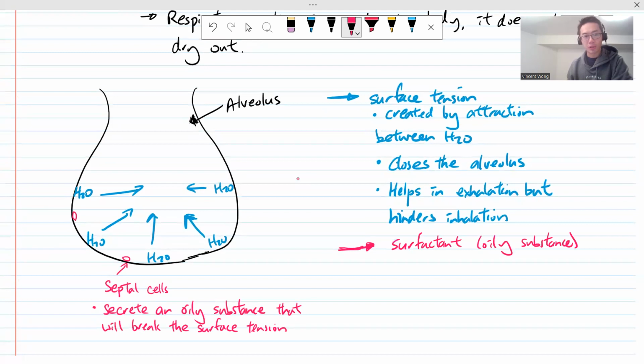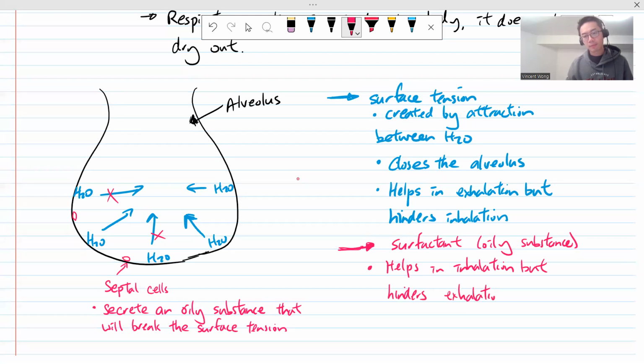There is no name for the force, okay? Technically, it's not really a force. It's more like it's just breaking it. So this breaks the surface tension. It reduces the surface tension. So it helps open up the alveoli. It helps in inhalation, but hinders exhalation. Okay. You don't want to have zero surface tension.